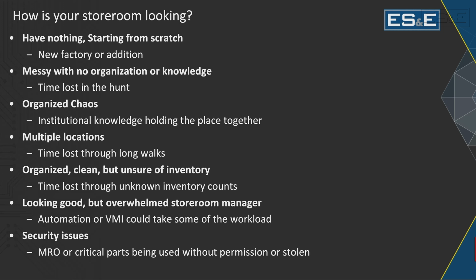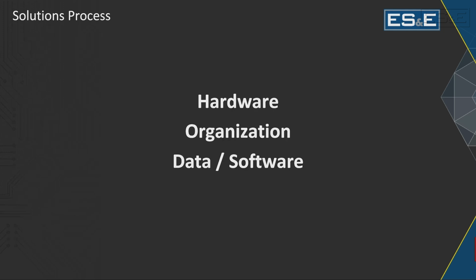And then a lot of people have security issues. Parts walk away. Maybe it's perfectly fine, or maybe people are actually putting them on eBay. We've seen both. You just need to lock some people out and keep the right people in. So the 3 main sections I deal with are hardware, organization, and then the data and software, and you can throw automation into that too.